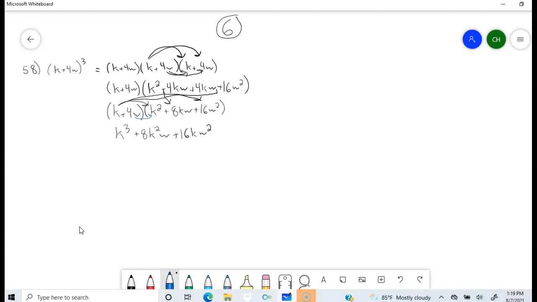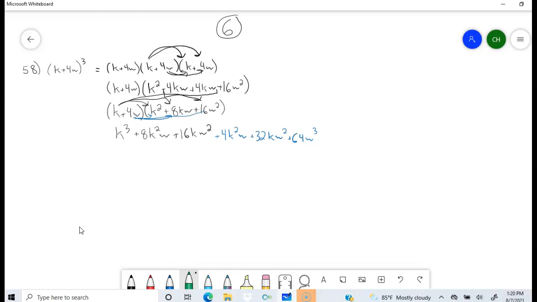4w times k squared is plus 4k squared w. 4w times 8kw is 32kw squared. And 4w times 16w squared is going to be 64w cubed. Find any like terms we have.